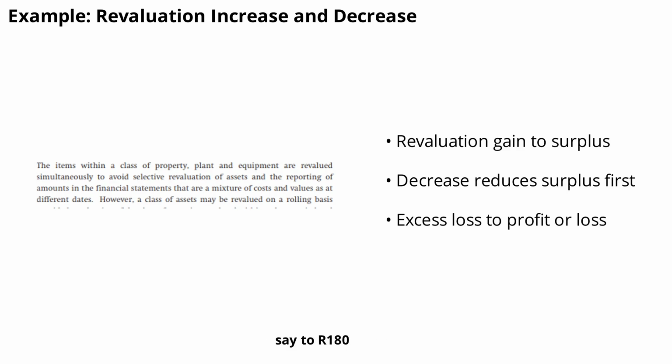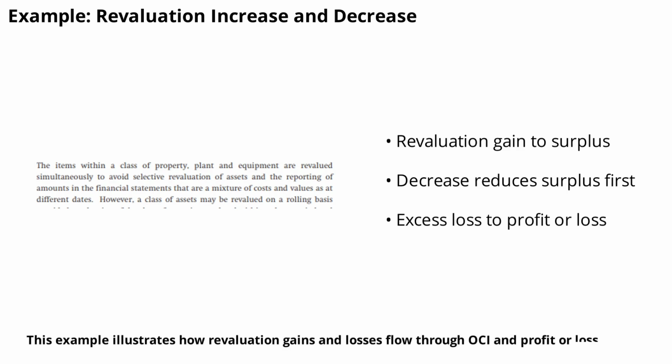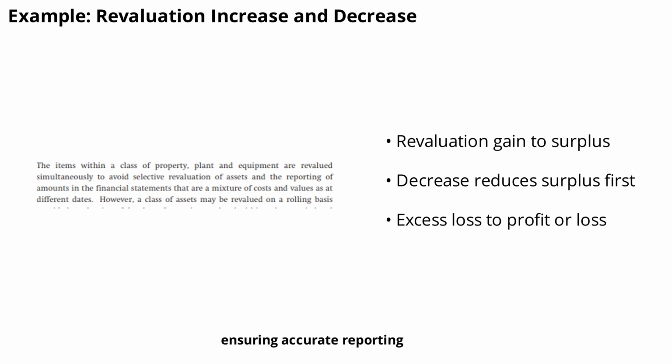If the value falls further, say to R180000, the first R40000 decrease is taken from the surplus, and the remaining R20000 is recognized in profit or loss. This example illustrates how revaluation gains and losses flow through OCI and profit or loss, ensuring accurate reporting.